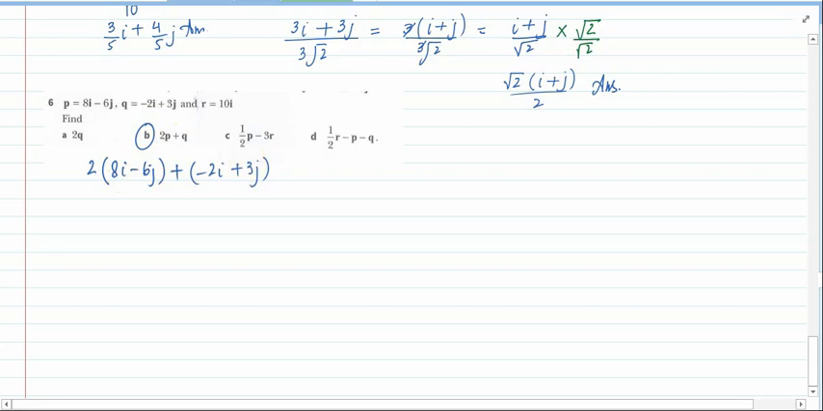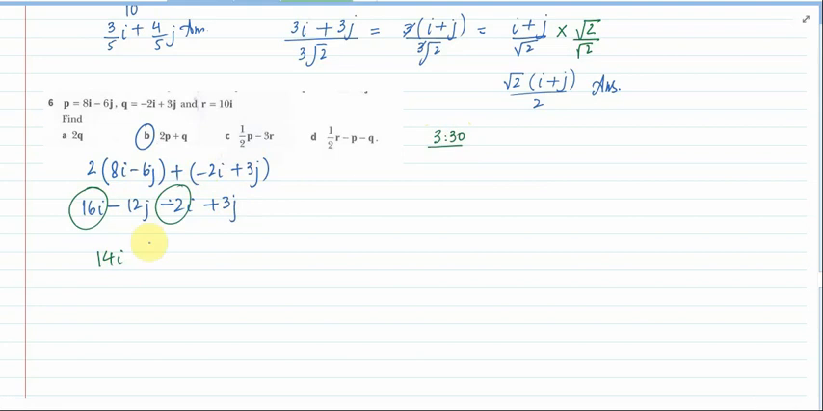Alright, so you need to attempt part B and C here, and for these two parts you have a time of 3 minutes 30 seconds, so start. Alright, it will be 16i minus 12j minus 2i plus 3j. We can solve the similar terms: 16i minus 2i, 16 minus 2, is 14i. Similarly minus 12 plus 3 is minus 9j. That is your part B answer.